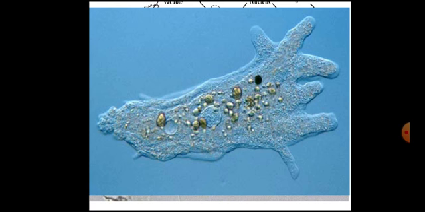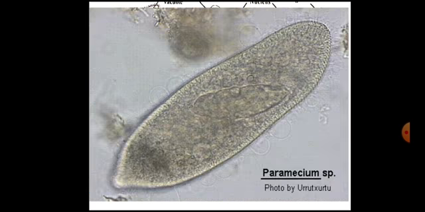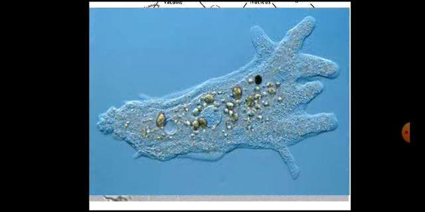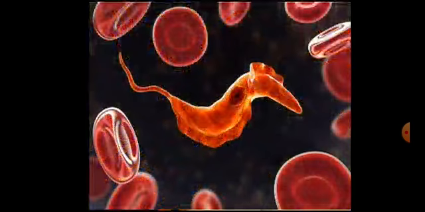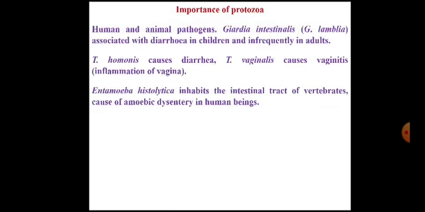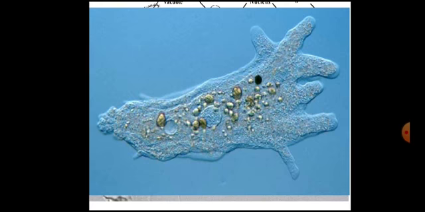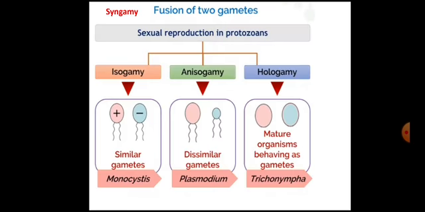This is amoeba, which is motile by means of pseudopodia, and this is paramecium, which is motile by means of cilia. So there are four categories of protozoa. One is motile with cilia, second motile with pseudopodia, third non-motile, and fourth motile by flagella. So this leads to the classification of protozoa.